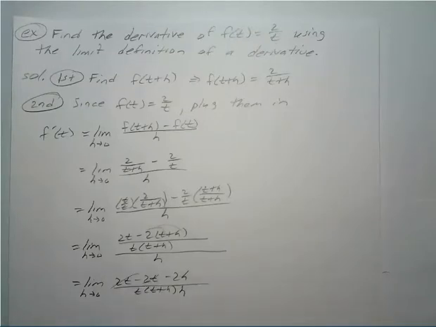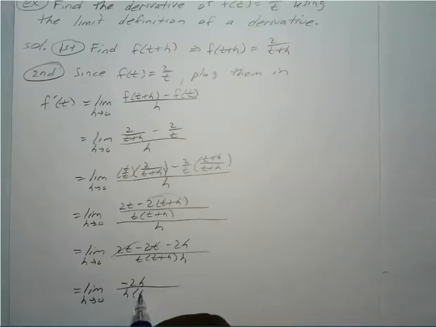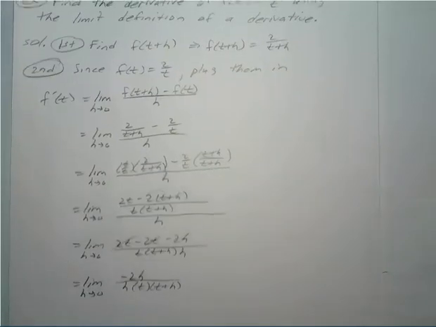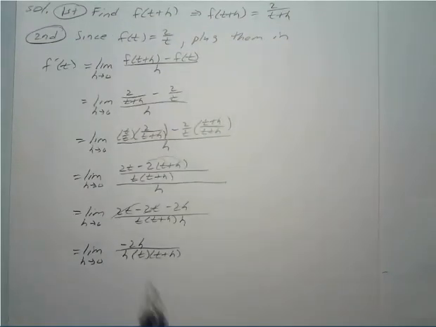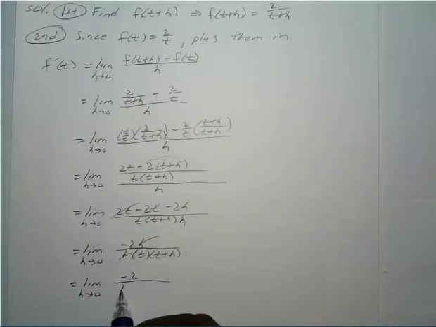Okay, so those two will cancel out. So you have the limit as h approaches 0 of negative 2h all over h times (t plus h). As soon as those two cancel each other out, you have the limit as h approaches 0 of negative 2 over t times (t plus h).